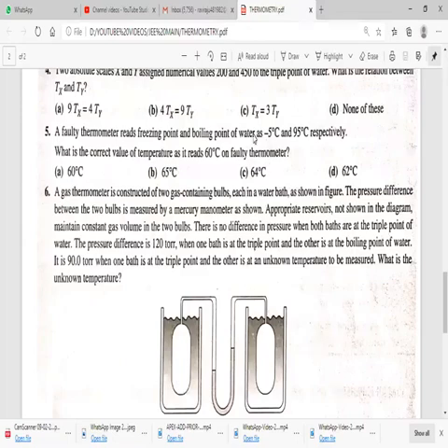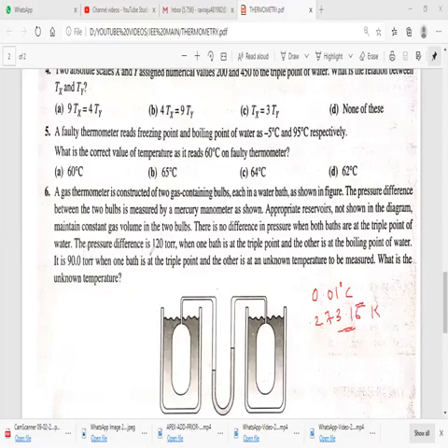What is the value of the triple point of water? That is nothing but 0.01 degrees Celsius or 273.16 Kelvin. Anything we can take. Okay, that is for the triple point temperature, and it is given. When there are two different temperatures here, what will happen? There is a pressure difference.